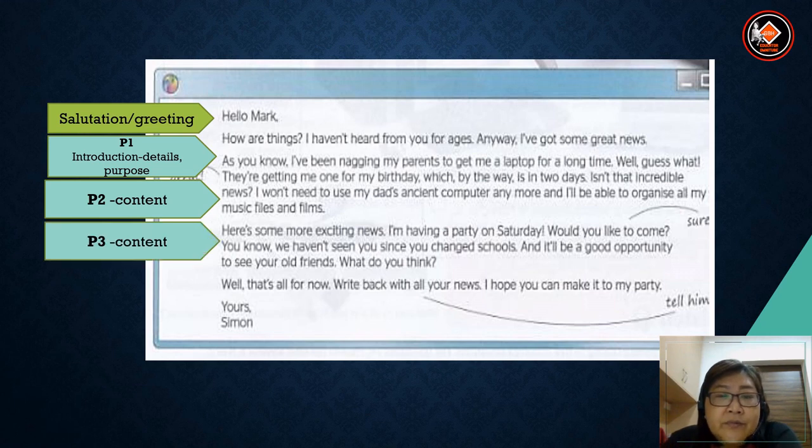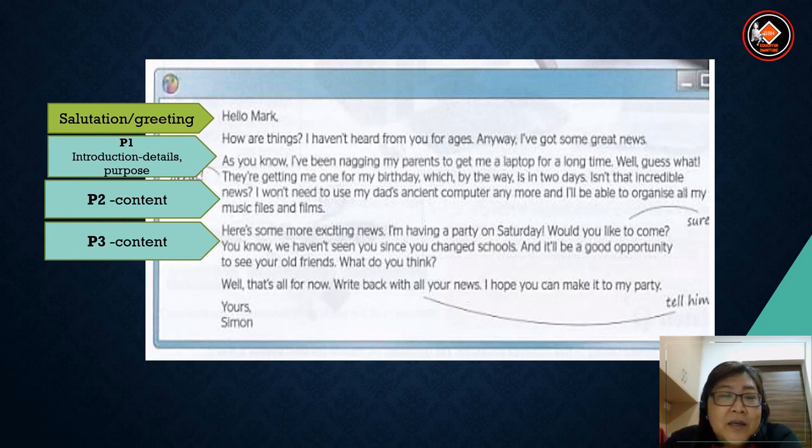For example, here we have, as you know, I've been nagging my parents to get me a laptop for a long time. Well, guess what? They're getting me one for my birthday, which, by the way, is in 2 days. Isn't that incredible news? I won't need to use my dad's ancient computer anymore, and I'll be able to organize all my music files and films.